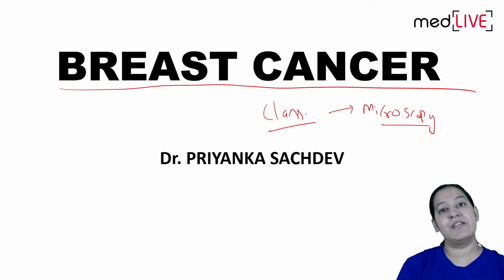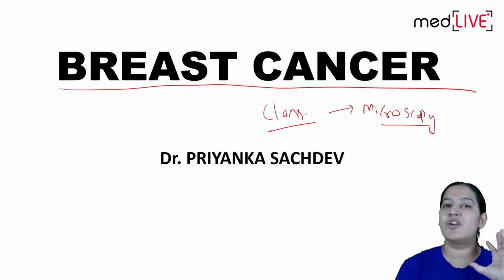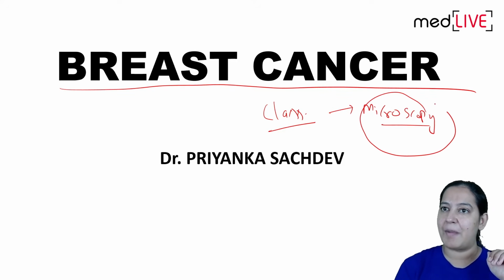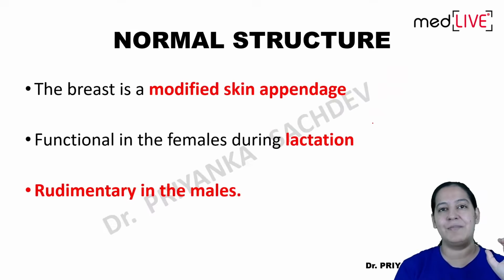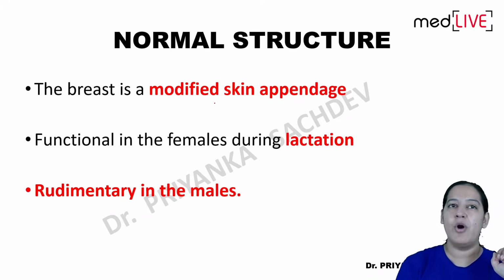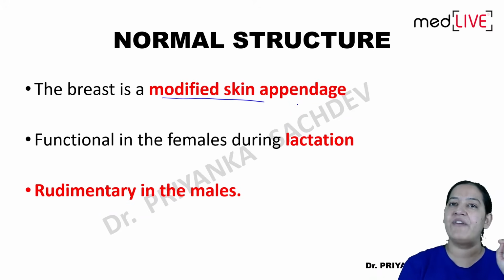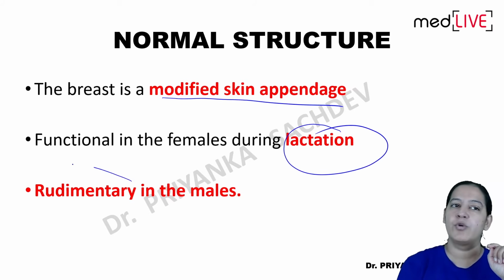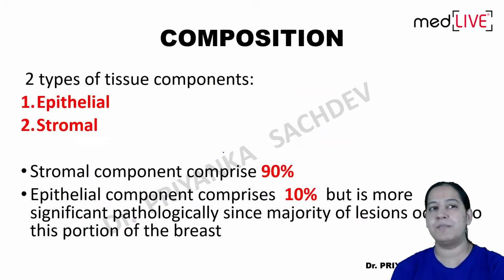Before coming to the classification and microscopy, you should understand the normal structure of the breast. If you understand the normal breast structure, understanding microscopy is fun for you. We all know that the breast is a modified skin appendage. It is functional in females during lactation, but it is always rudimentary in males.